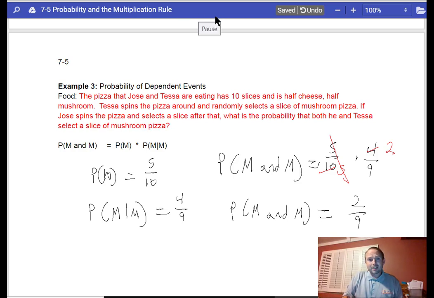Now I'm going to pause it right now. All right, so when I actually use my calculator, 2 divided by 9 would be 22.2%, I do believe. So straight up, I'm telling you right now, there's a 22% chance that Jose and Tessa would both eat a mushroom slice of pizza.